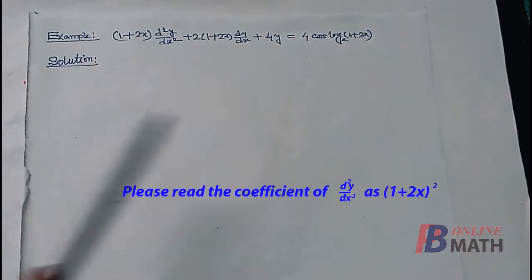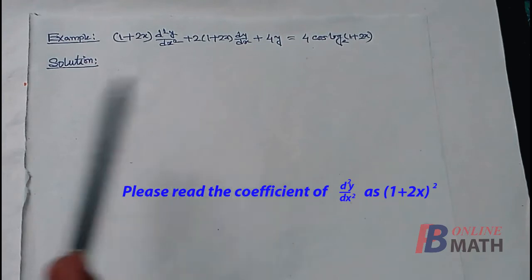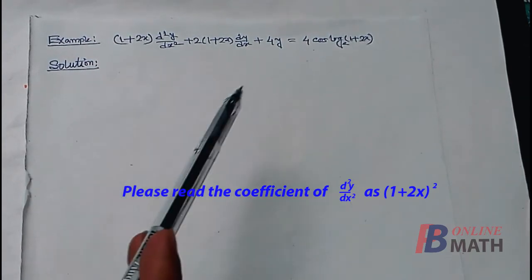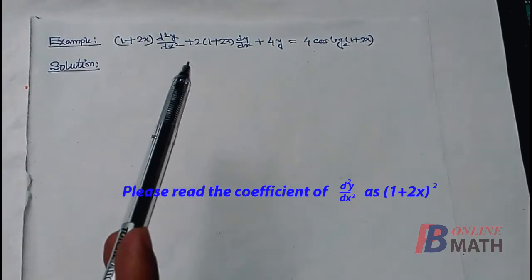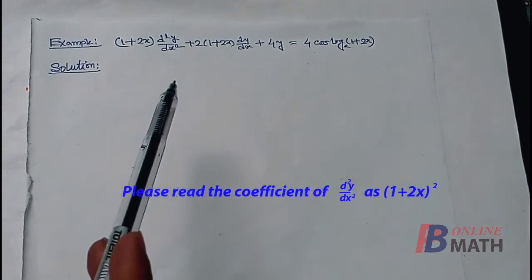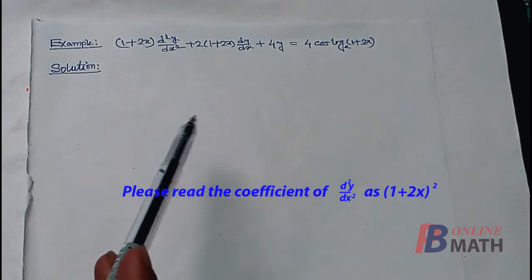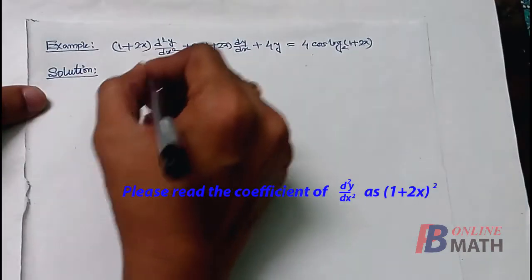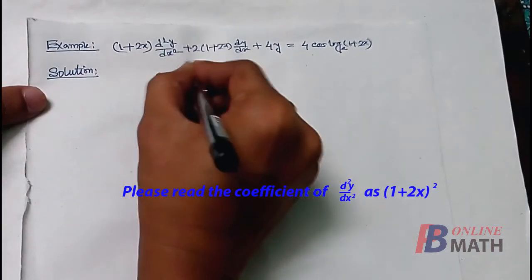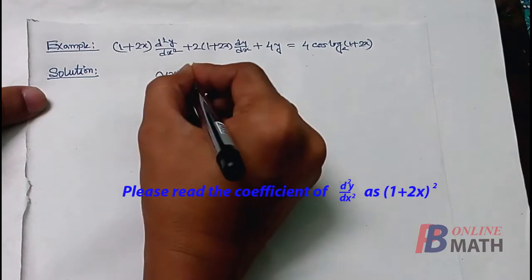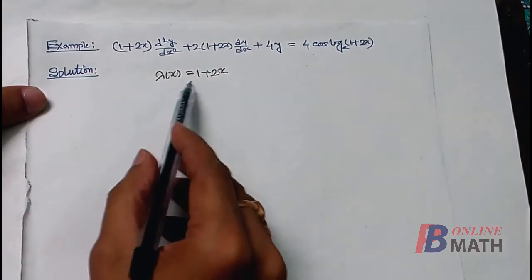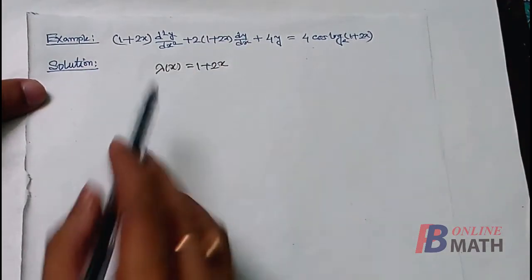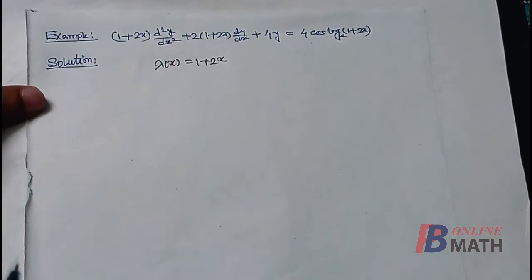Let us consider this example. We have to solve this Cauchy-Euler equation, and this is the equation. If we compare this equation with the actual form of the Cauchy-Euler equation, then we shall find that here lambda x is equal to 1 plus 2x. So if we compare this to u plus vx, then v equals 2. Okay, we shall solve this equation.